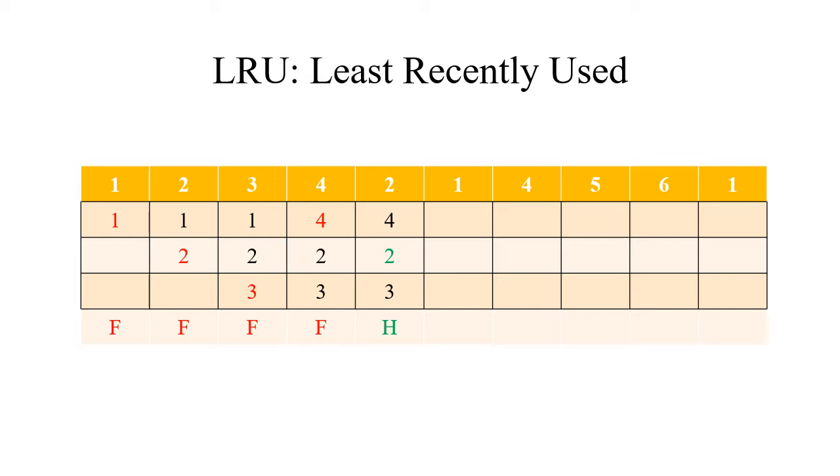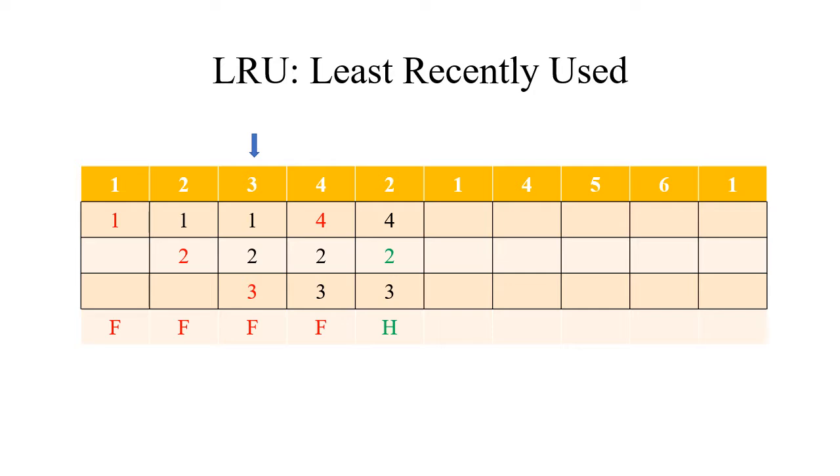Now page number 1 is not there in the page table, so it must be loaded from the secondary storage. First we'll see again which is the least recently used page. So page number 3 is the least recently used page. Now if you see, 2 is the most recently used. Before that we have used 4, and before that we have used 3. So 3 is the least recently used page. So 3 must be replaced by 1.